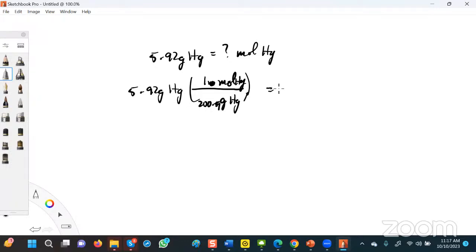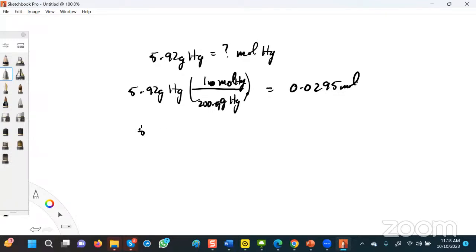So that would be 5.92 divided by 200.59. And according to my calculations, the answer becomes 0.0, okay, round out to 3 sig figs, so 0.0295 moles. All right. And that's it. That's how you go from grams to moles. All right. Any questions? Any questions?